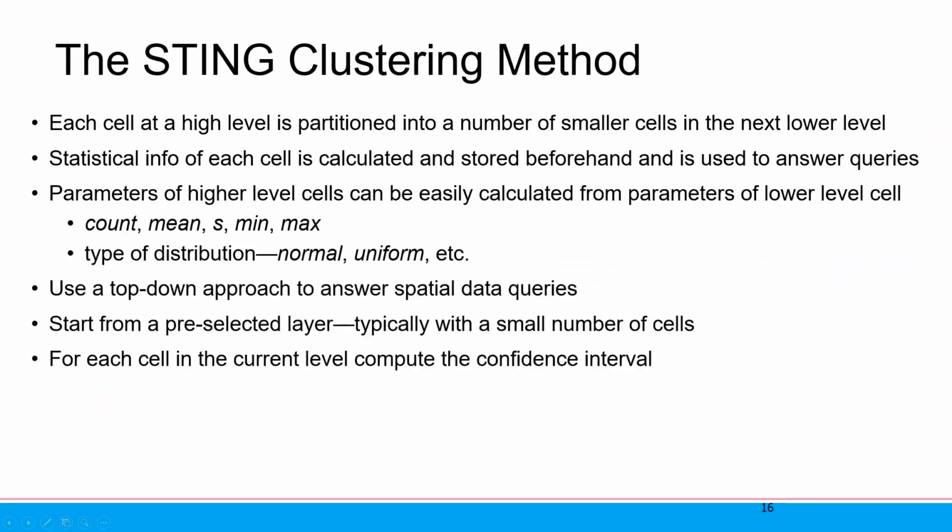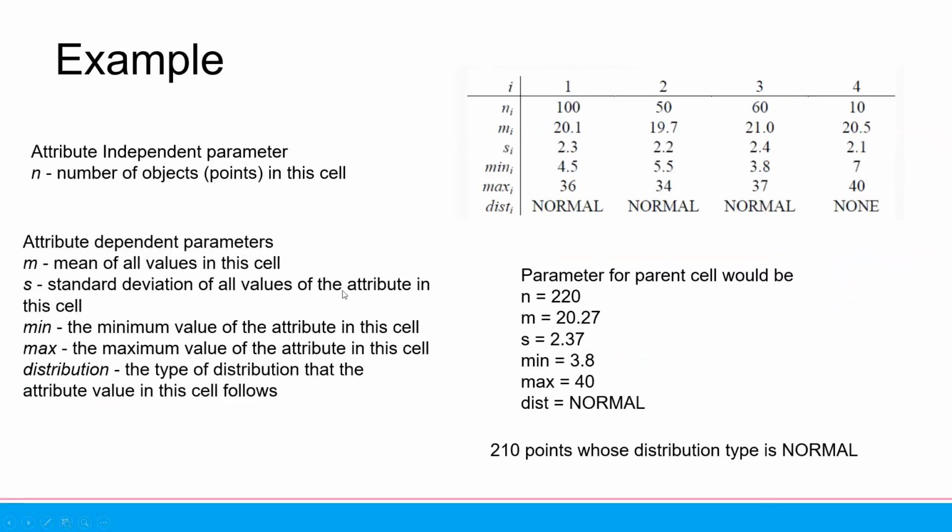For each cell in the current level, compute the confidence interval. So we can select the confidence interval and check whether it is statistically significant or not. Let me use one example, but this example without the confidence interval. I have the n. What is n? N is the number of objects or the number of points.